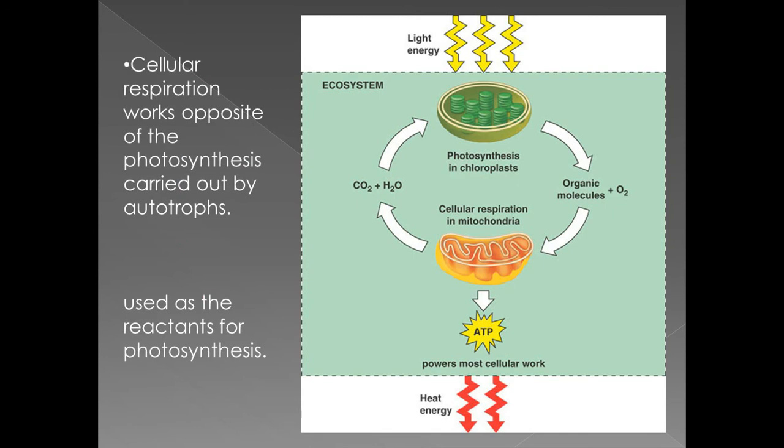It's really important to remember that respiration works opposite of photosynthesis. Photosynthesis brings in light energy and turns it into organic molecules plus oxygen. It turns it into glucose. The mitochondrion takes that glucose, breaks it down, and produces CO2 and water. Carbon dioxide and water are used during photosynthesis. The products of respiration are used as the reactants for photosynthesis. The products of photosynthesis are used as the reactants for respiration.